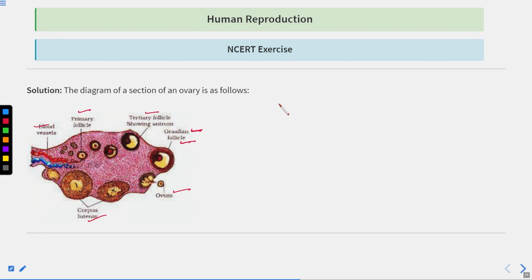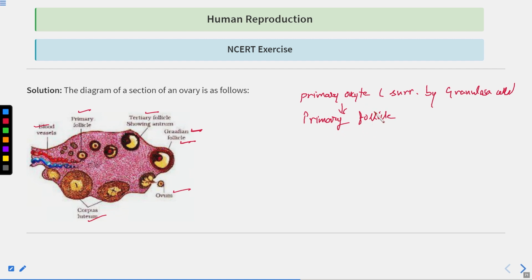So what happens here? The primary oocyte gets surrounded by the granulosa cells. Now, this is known as the primary follicle. The primary oocyte, which is surrounded by the granulosa cells, is known as the primary follicle.